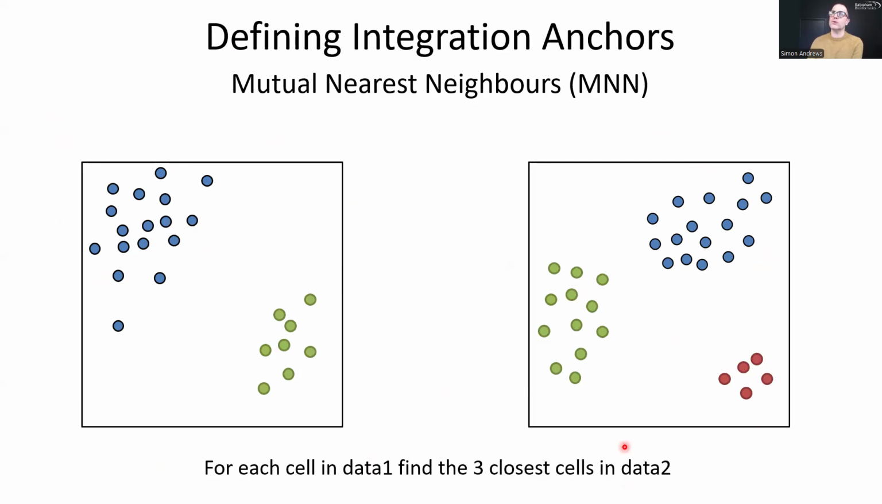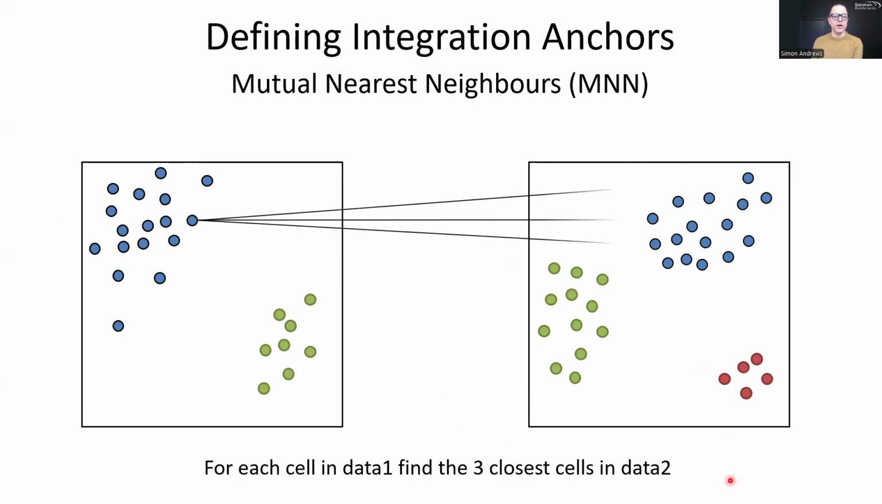So you do some sort of measure of similarity for the transcriptomes of every cell in this data set to every cell in the other data set, and you pick a small number of the closest cells, the closest neighbors between data sets. So here we can say, if we take every cell in data set 1 and find the 3 closest neighbors in data set 2, we could pick some cells and see what they would do. So this blue one would find 3 blues over here, the green would find 3 greens over here, and mostly they're going to pick out cells of the equivalent type.